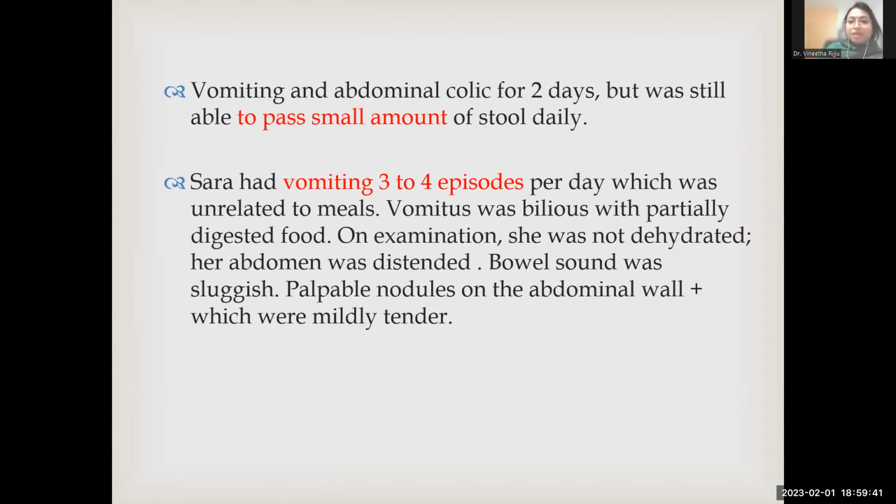So on examination, she was not dehydrated. Her abdomen was distended. Bowel sounds were sluggish. Palpable nodules on the abdominal wall, which was mildly tender. So we were looking at a partial obstruction, and we do know there is some amount of obstruction in the small bowel.